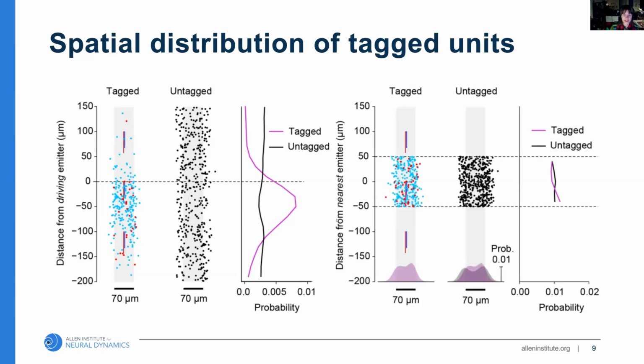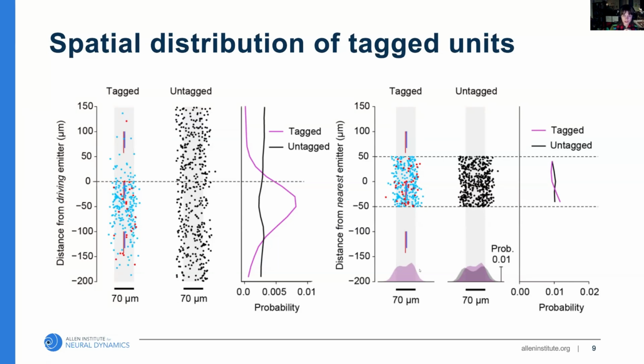However, if we instead align the units to just the nearest emitter, we find that the distribution of tagged cells is pretty close to the distribution of untagged cells, especially in the Y direction. The distributions are not significantly different from each other.